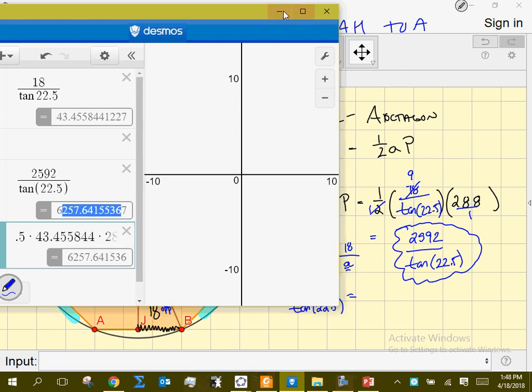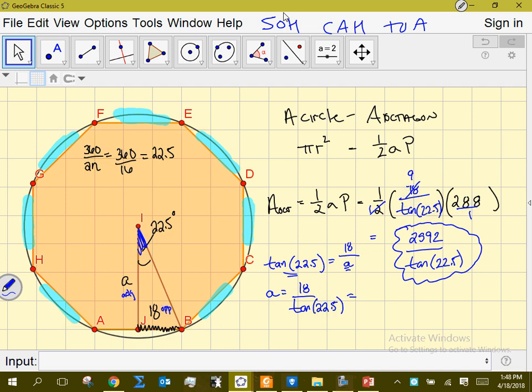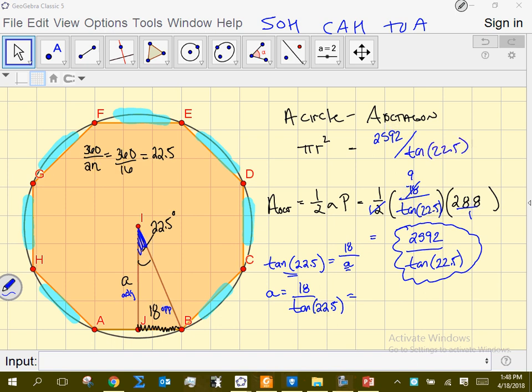Okay. So in avoiding that, this is the practice. This is what we want to do. Write it this way because that doesn't make you round anything. So that's what's going to go right here. That's the area of your octagon. So we're going to write 2592 divided by tangent of 22.5. Now we got to go and find the area of our circle.